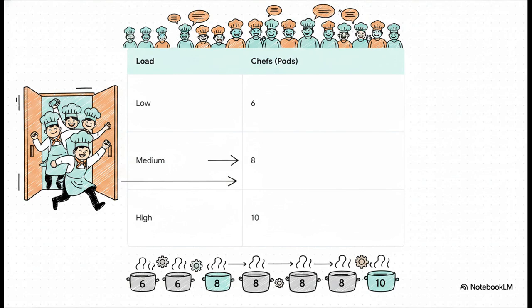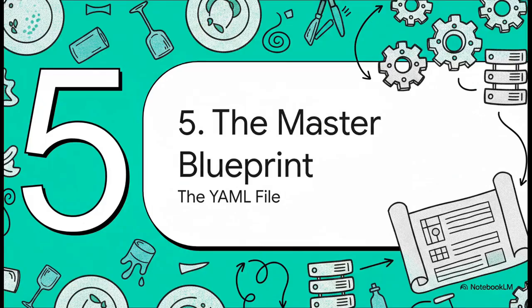And just like that, backup arrives. The HPA tells the deployment manager, hey, we need more chefs stat. And the number of running pods, our chefs, instantly scales up from our minimum of 6 to 8. If the rush gets even crazier, it'll scale all the way up to our max of 10. Then, when things quiet down, it'll scale back down to 6 to save us money. All of this happens in seconds, and not a single human has to lift a finger. The lunch rush is over, everything went off without a hitch.